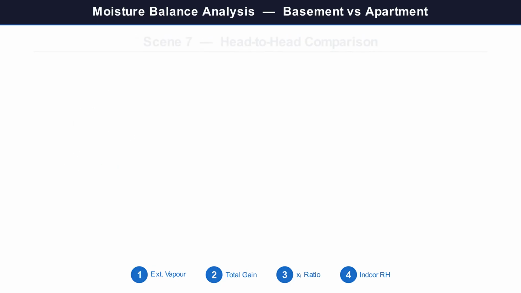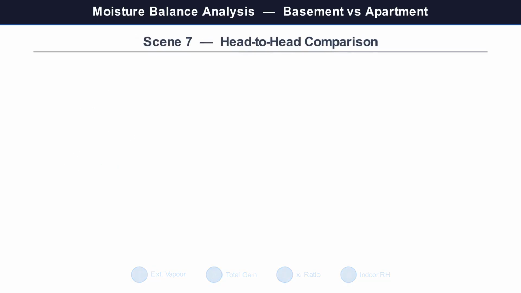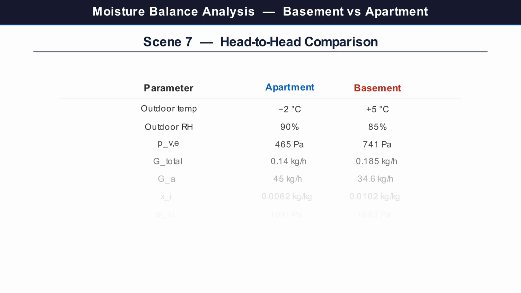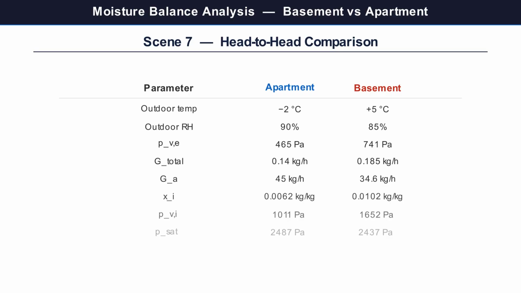Let us now place both sets of results side by side in a single comparison table. Reading down the table, the apartment faces colder but drier outdoor conditions. Its outdoor vapor pressure is 465 pascals. Total moisture generation is 0.14 kilograms per hour. Ventilation removes 45 kilograms per hour. The result: an indoor specific humidity of 0.0062, a vapor pressure of 1011 pascals, and a relative humidity of 41%, safe.